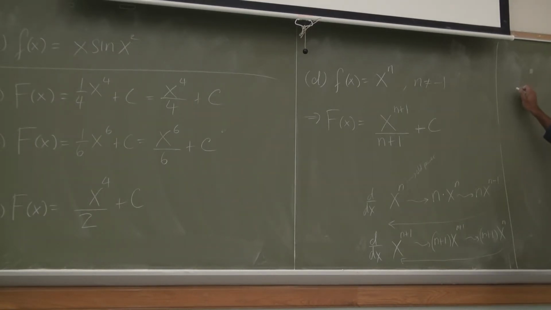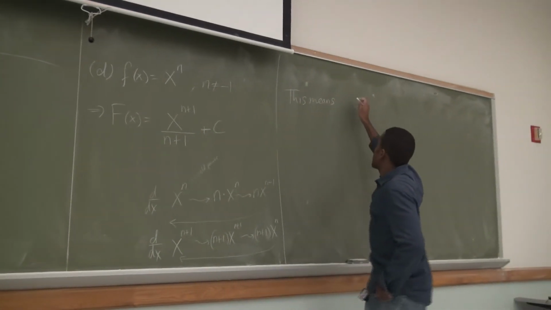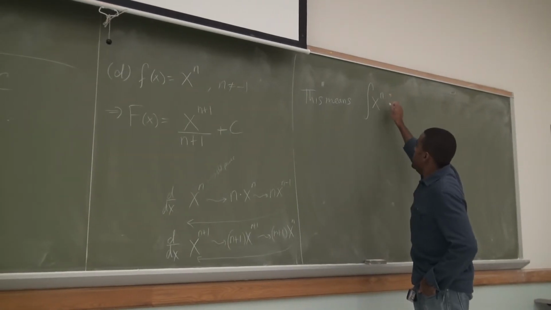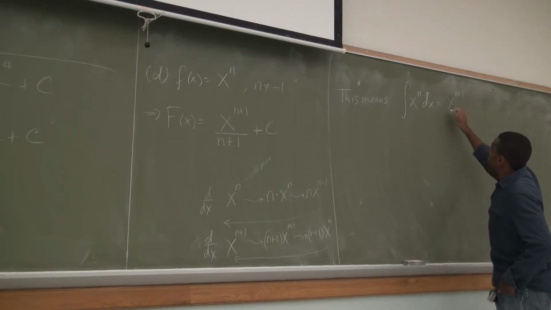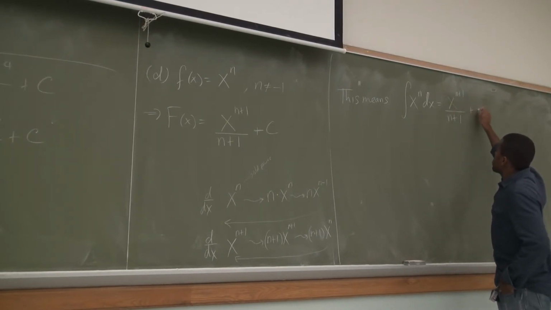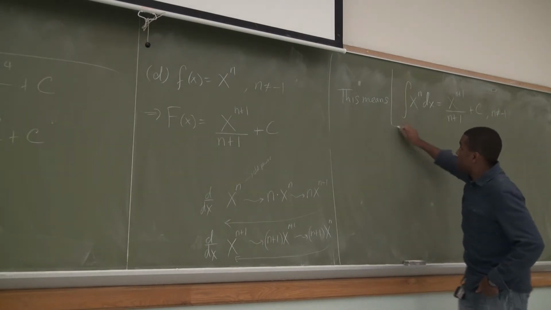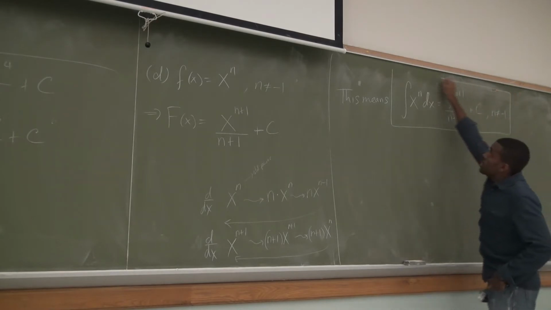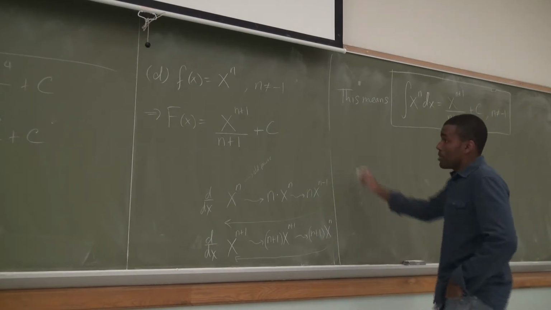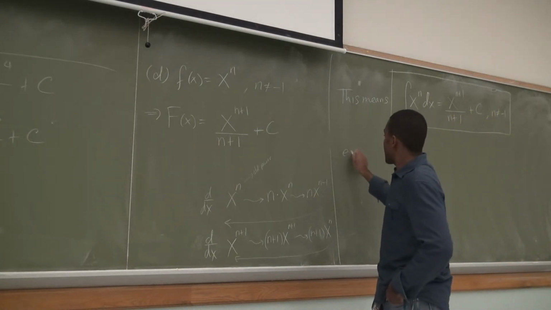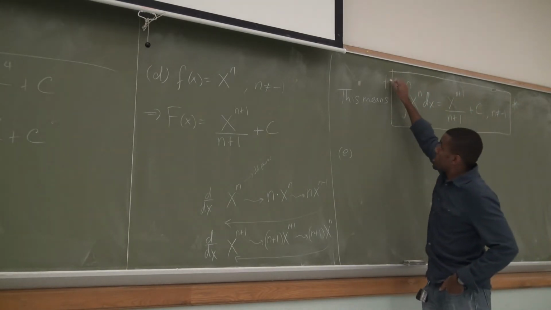So this means if I take the integral of x to the n dx, this gives us x to the n plus 1 over n plus 1 plus c, where n is not equal to minus 1. Why can't n be minus 1? Then you would divide by 0, which you know is unforgivable. Okay, moving on to the next one. You have to know this rule, it's super important. We'll come back to it in chapter 4, but it's super important for you to know.